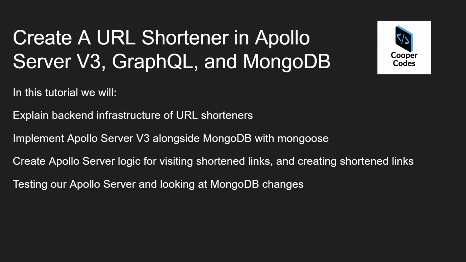We're going to start by explaining the backend infrastructure of URL shorteners and how they work. Then we're going to implement Apollo server alongside MongoDB with mongoose. We're then going to create Apollo server logic for visiting shortened links and creating shortened links. Then we're going to test our Apollo server and look at how the MongoDB changes as we do things like visit the link and also create new links.